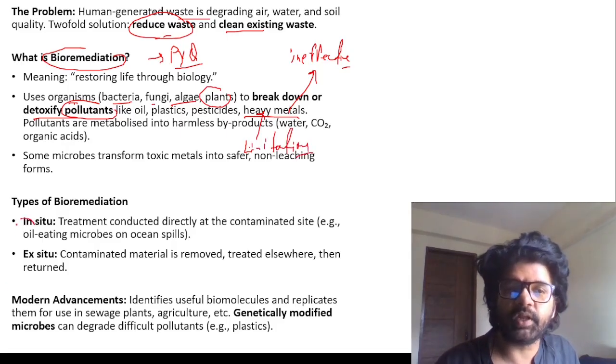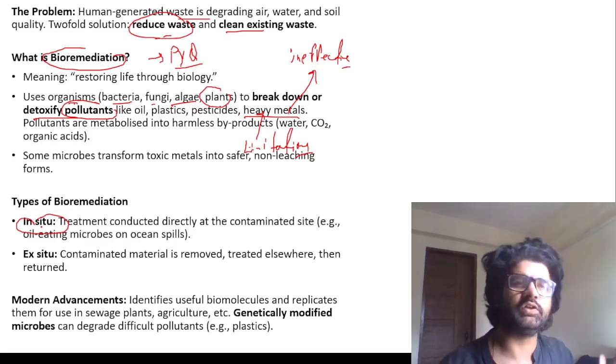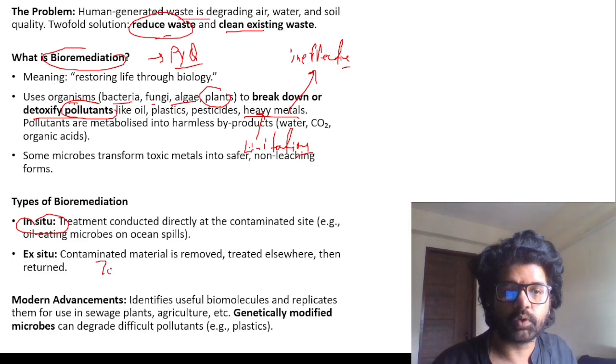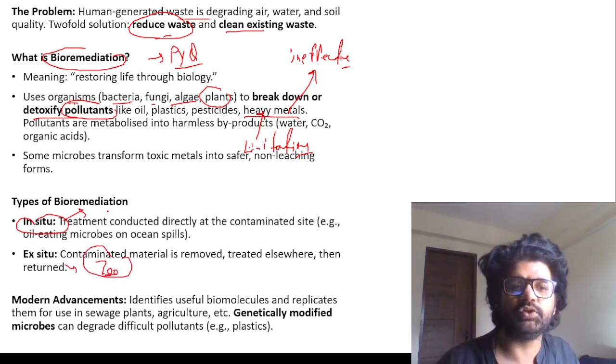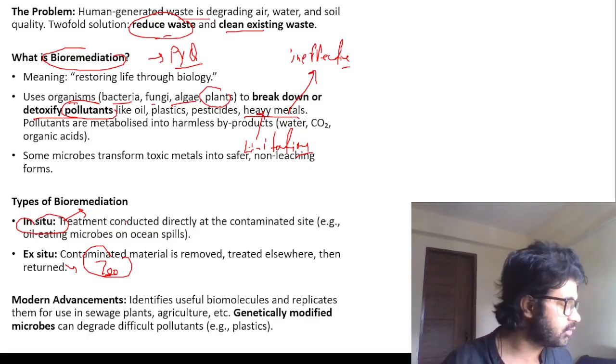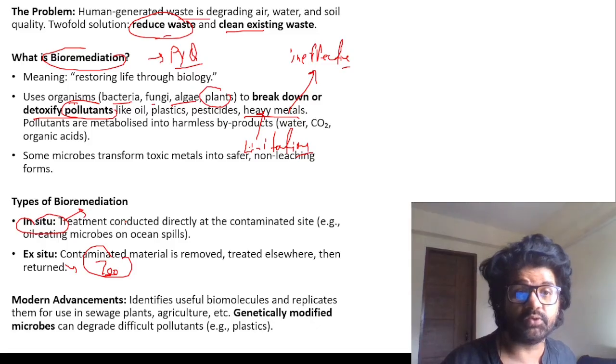Types of bioremediation: in situ and ex situ. We talk about in situ conservation and ex situ conservation: zoos and botanical gardens are ex situ. On the other hand, national parks, wildlife sanctuaries, and biosphere reserves are in situ. UPSC has asked questions related to that as well. Revise it.